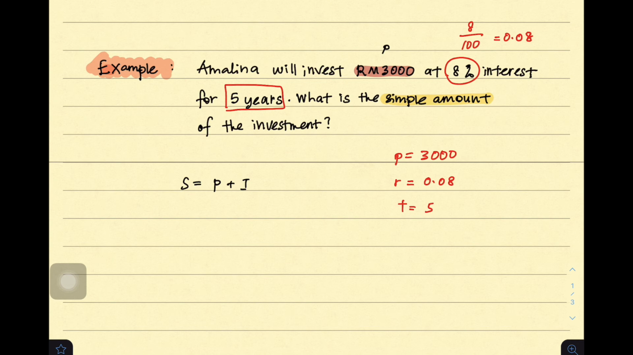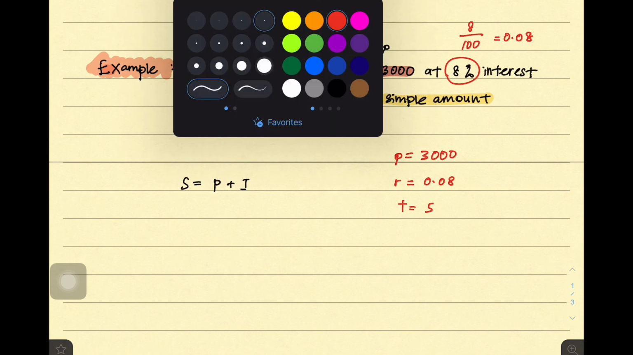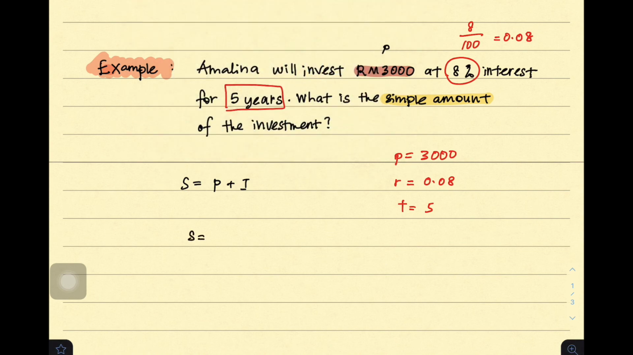So when we have all information here, there is no problem for us to find what is our simple amount. We just need to put it inside the formula. Okay, you know that the formula of simple amount S is equal to P times with 1 plus R times T. Okay, so your P is 3000 there, times with 1 plus 0.08 times with 5. Okay, so you need to settle inside the bracket first. Okay, then you times with 3000. What you will get for your simple amount is actually 4200. So this is the simple amount.